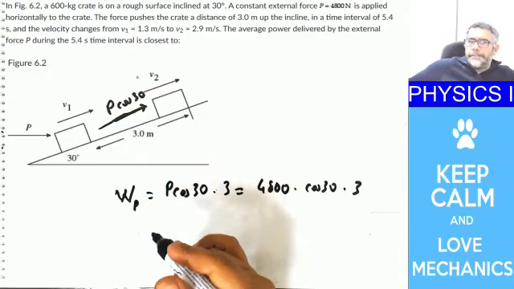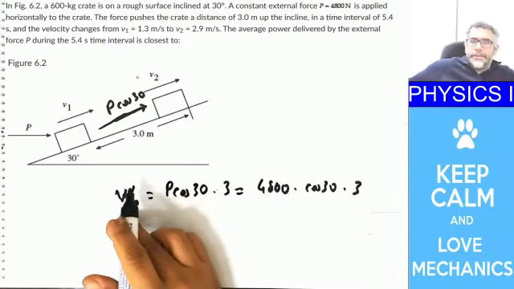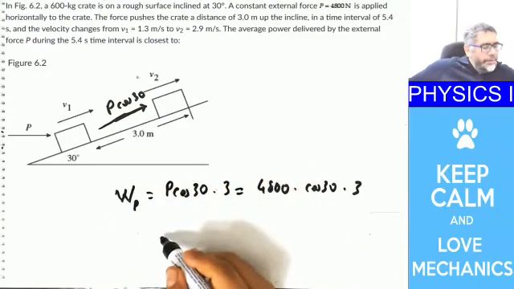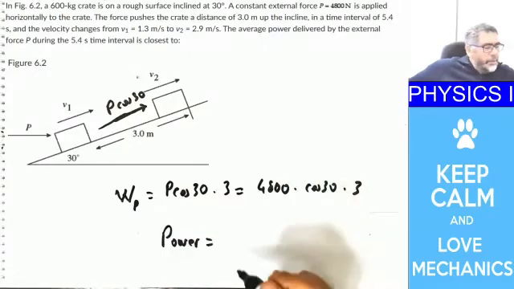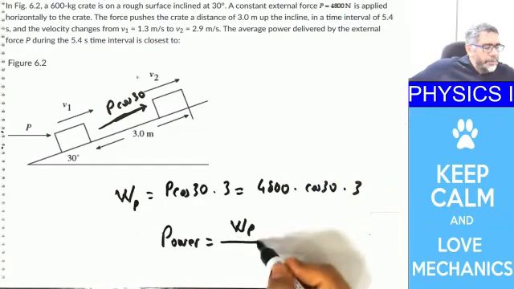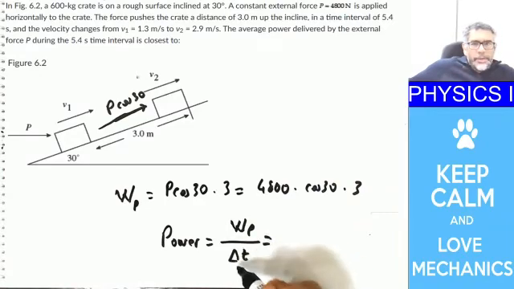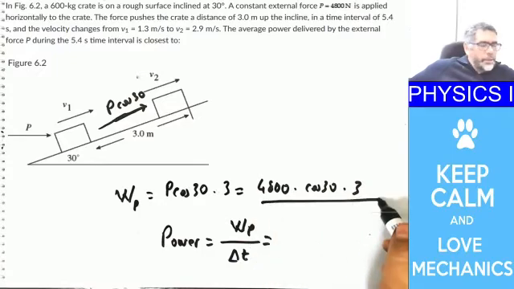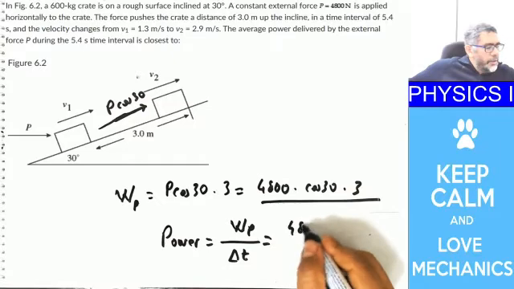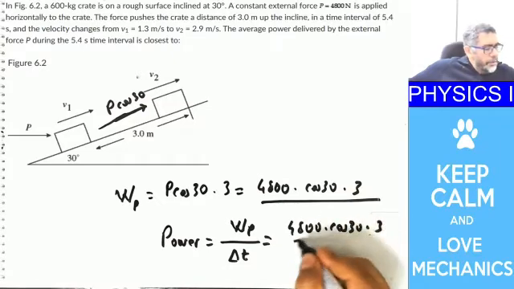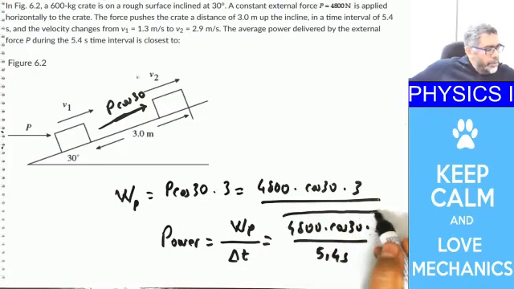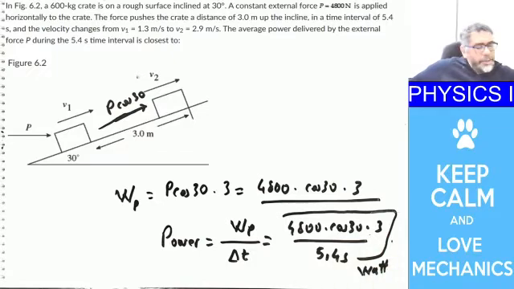But the question is asking for the power of this P force. By definition, power is the work done by that specific force divided by duration. The duration is given, and the work can be calculated from this expression, so divide it by 5.4 seconds. That's the power, and the unit for power is watts. I'm leaving the calculation to you, just plug these numbers into your calculator. And this was the last question.